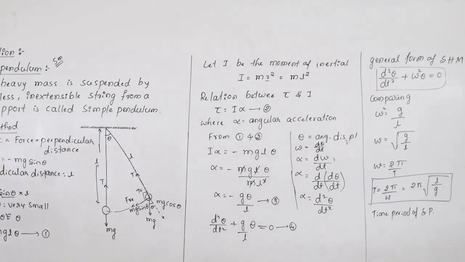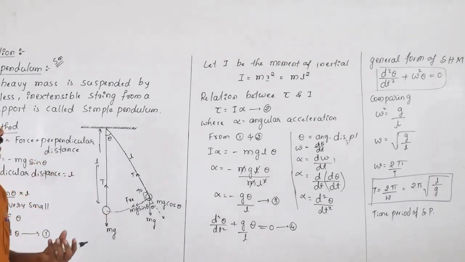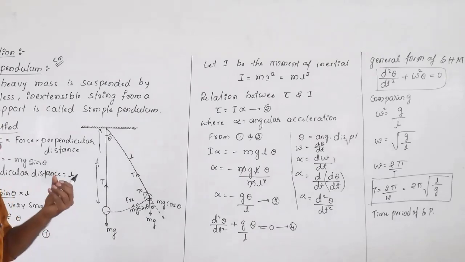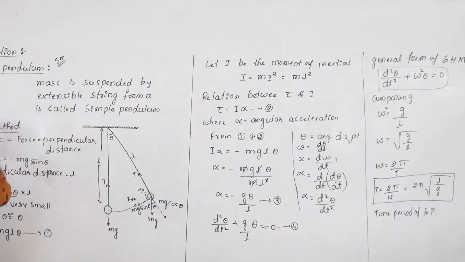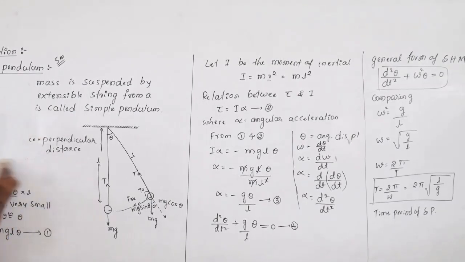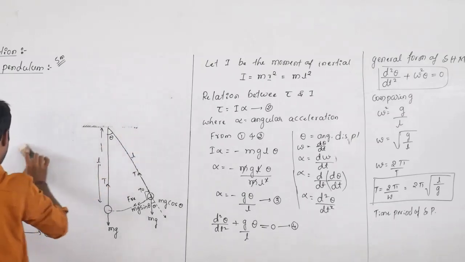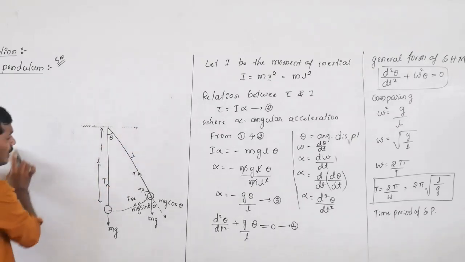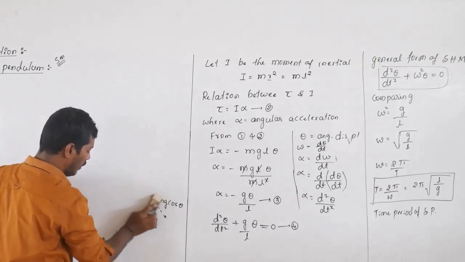Next part is, what is the relation? Then what is the time period? For the time period of a body or a system of particles, what are the terms it depends on? The next part is the factors affecting the time period of a simple pendulum. It depends only on the length of the pendulum, or the length of the string.